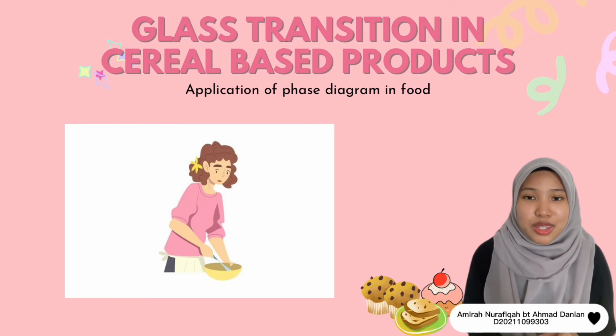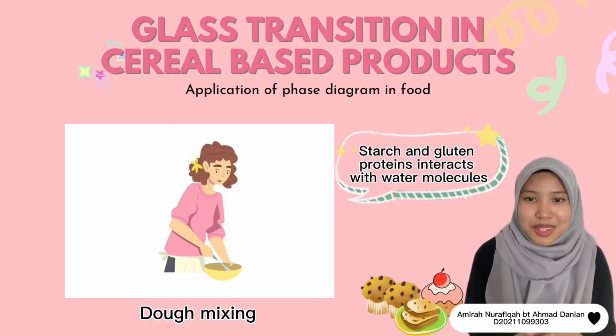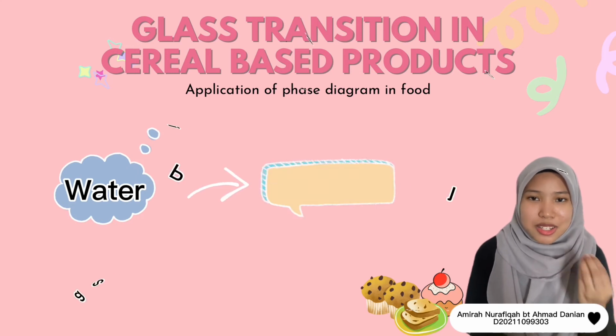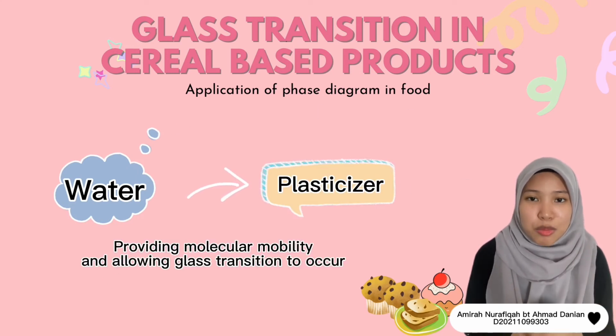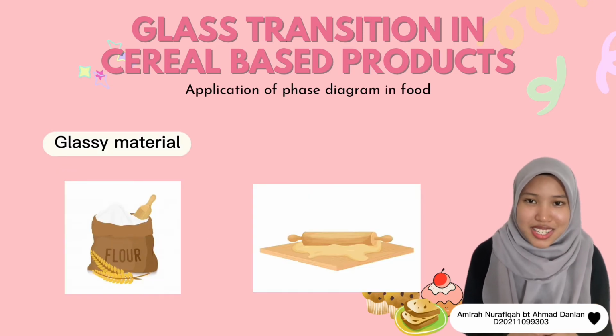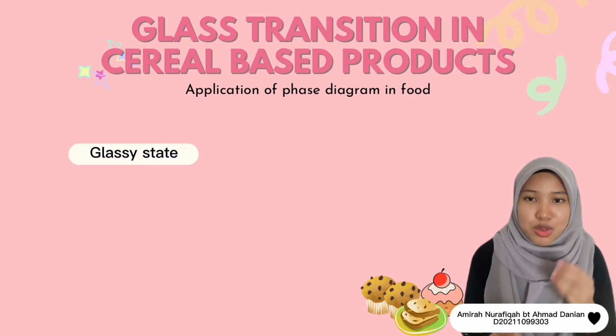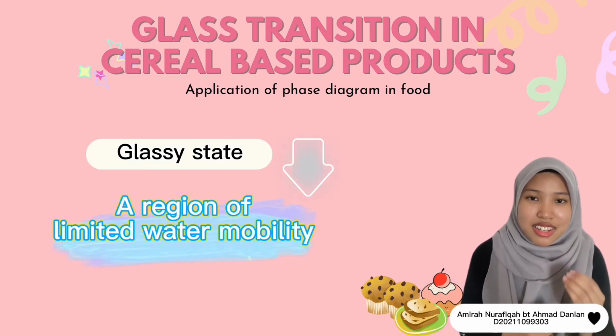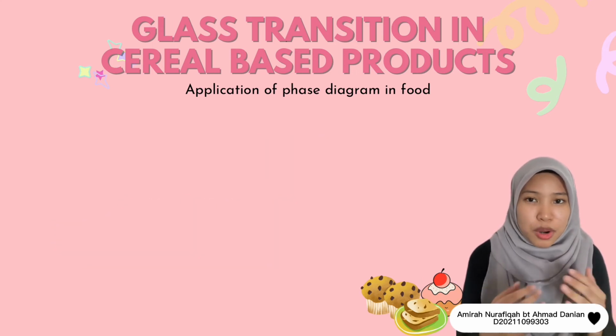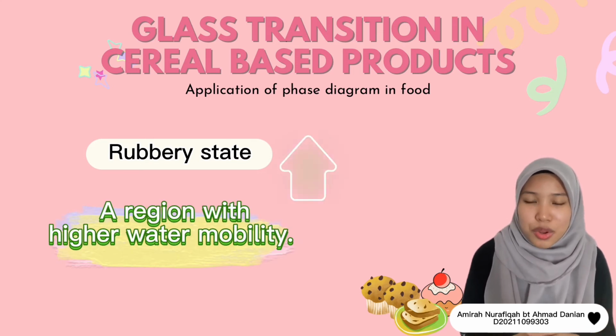For example, during dough mixing, starch and gluten proteins interact with water molecules. Hence, water acts as a plasticizer, providing molecular mobility and allowing a glass transition to occur. The glassy material, which is the flour, transforms into a dough. We can see that it goes from glassy state to rubbery state. Glassy state is a region of limited water mobility, while rubbery state is a region with higher water mobility.